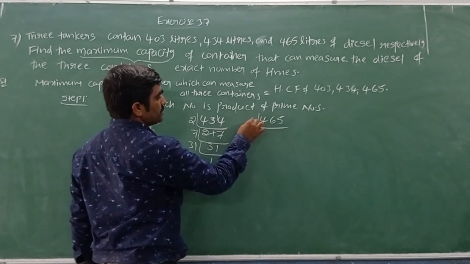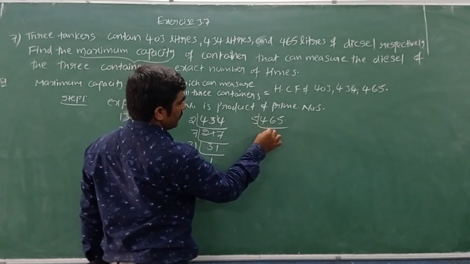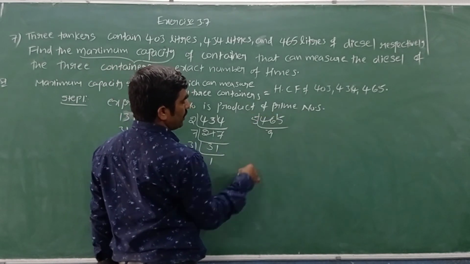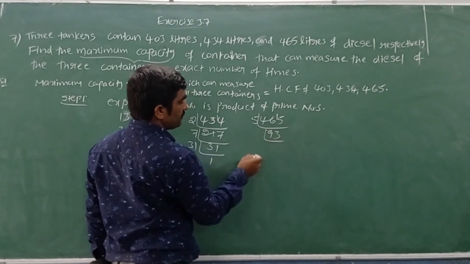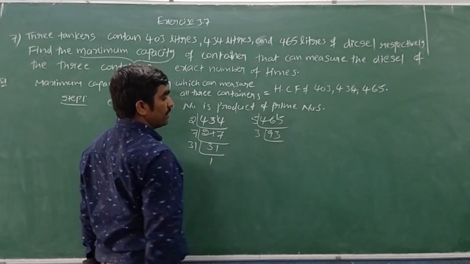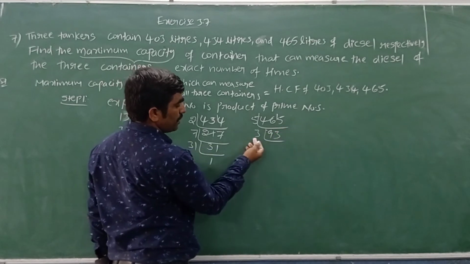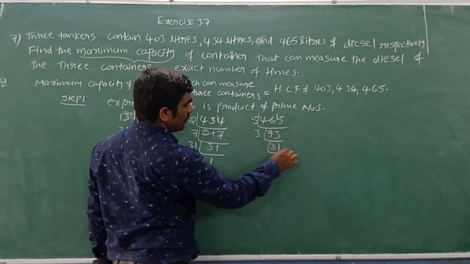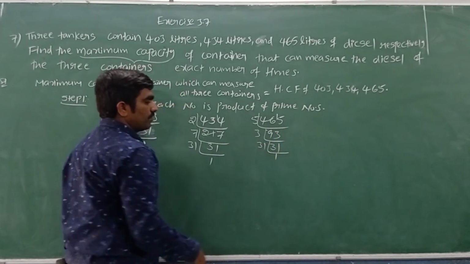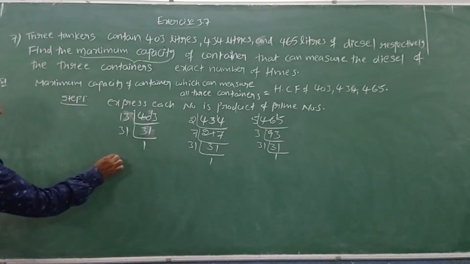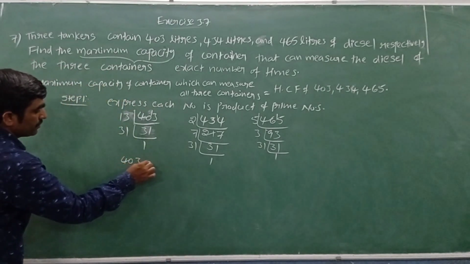The last number is 465. 5 is a factor. 5 9s are 45, 1 left. 5 3s are 15. Again, 9 plus 3, 12. 3 is a factor. 3 table goes, prime number. 3 3s are 9, 3 1s are 3. 31 itself is a prime number. 31 1s are 31. Yes. Now let us express each number as a product of primes.